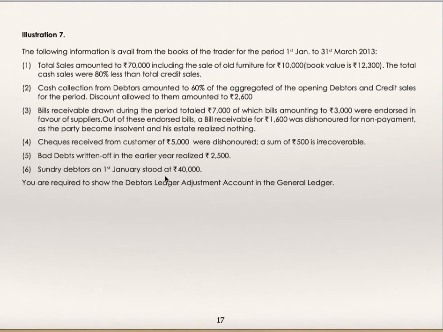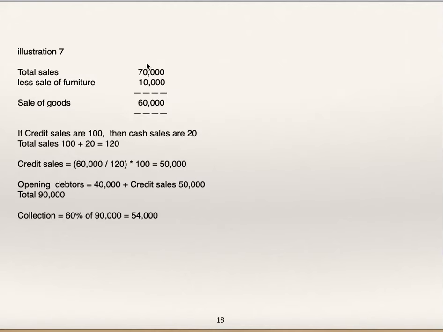Sundry debtors on 1st Jan stood 40,000. This is the opening balance of debtors 40,000. You are required to show debtors ledger adjustment account in general ledger. So this is your normal debtors account. First we'll find out credit sales from the first information given. Total sales are 70,000. From that we'll deduct sale of furniture. So sale of goods is 60,000.